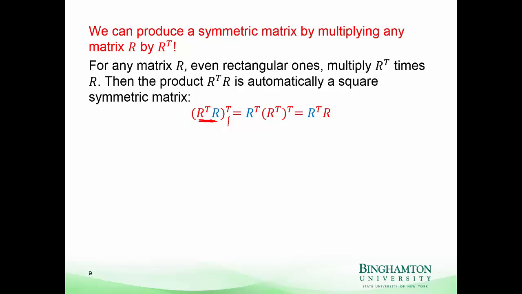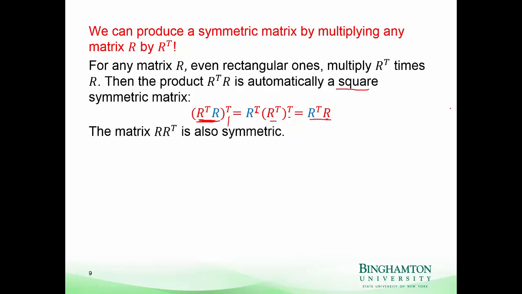Now notice why we've got these things color-coded here. We're going to interchange, so the blue R comes over here and gets transposed. The red R transpose comes over here and gets transposed. But transpose of transpose undoes itself, right? Flip and flip again, and you're right back. So then we have that. But look what we just showed. The transpose of R transpose R is equal to R transpose R. Therefore, R transpose R is symmetric, and it's pretty easy for you to verify that it's square.